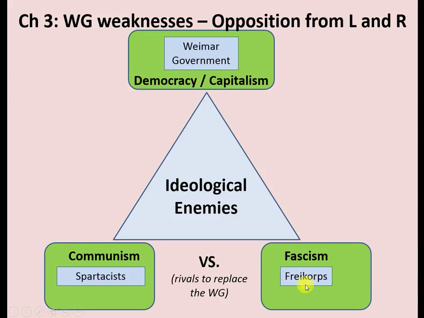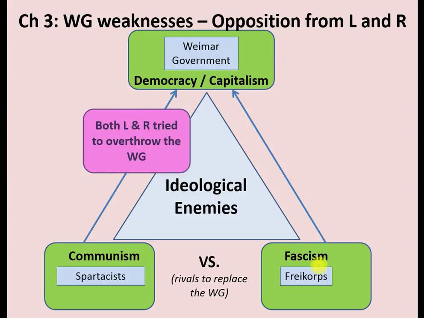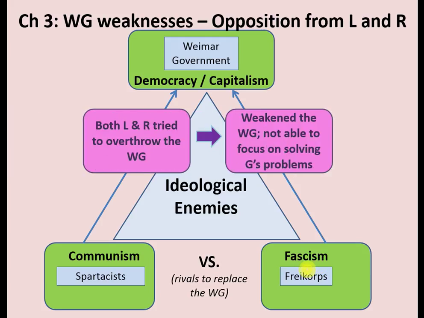So, good news for the Weimar government: in the end, the left and the right were not successful in overthrowing the government by use of force. Even though this was something they wanted to do, the arrows represent the opposition. They both tried to overthrow the Weimar government and failed. However, what's the result for the Weimar government?